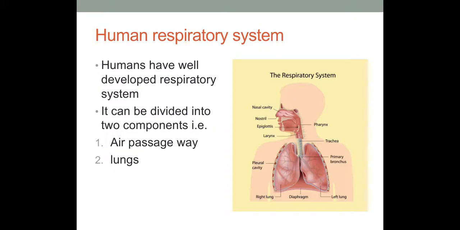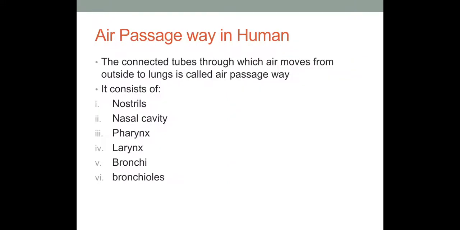But animals are more complex as compared to plants. Humans are more complex as compared to plants. So we have a special, well-developed respiratory system for this process. This respiratory system can be divided into two parts. One is called the air passageway, and the other one is the lungs. Lungs are the major organ of the respiratory system, and the air passageway is a way through which the air will move from the environment to the lungs.